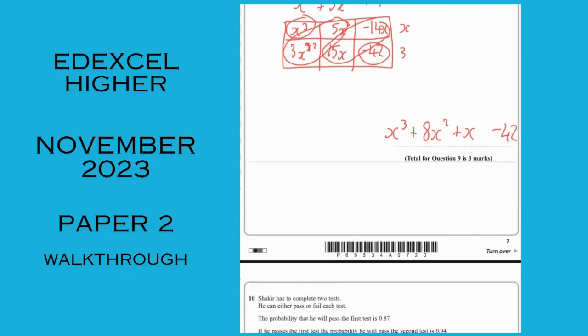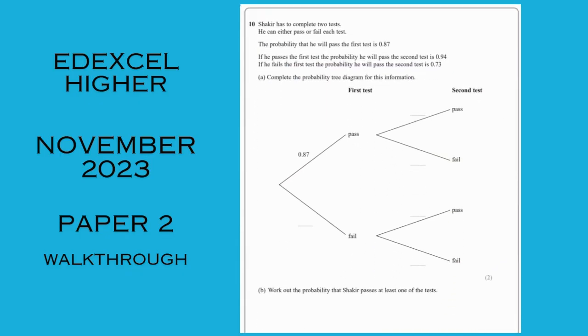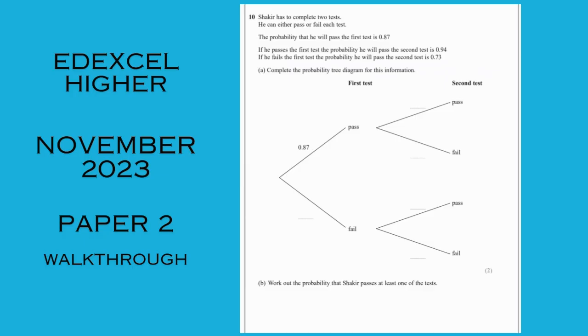On we go. Number 10, good old probability trees with part B needing a shortcut. So as soon as you see a 0.87, the 1.13 goes in there. If we pass, probability of another pass, 0.94, so 1 minus that, and 0.73, 0.27 goes there.